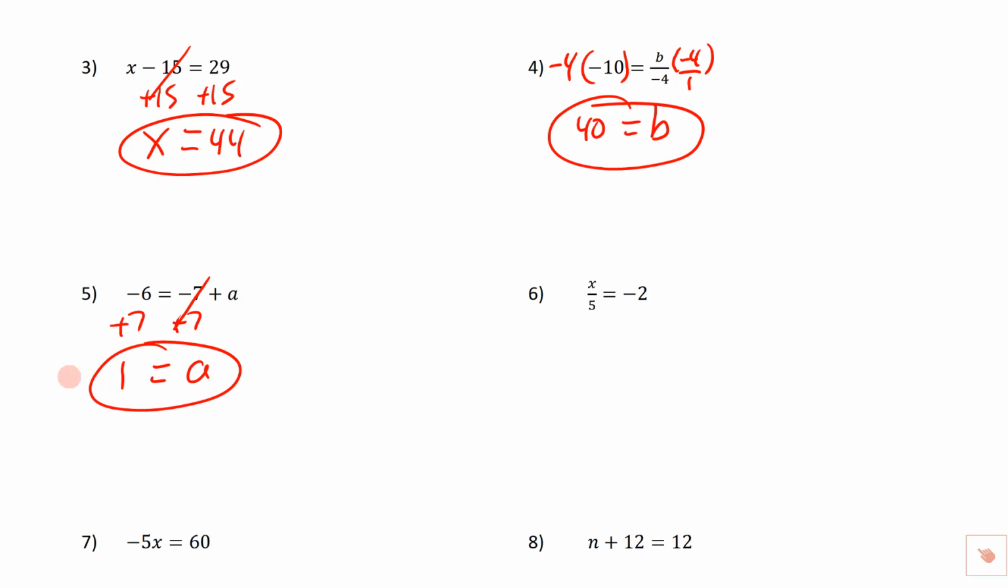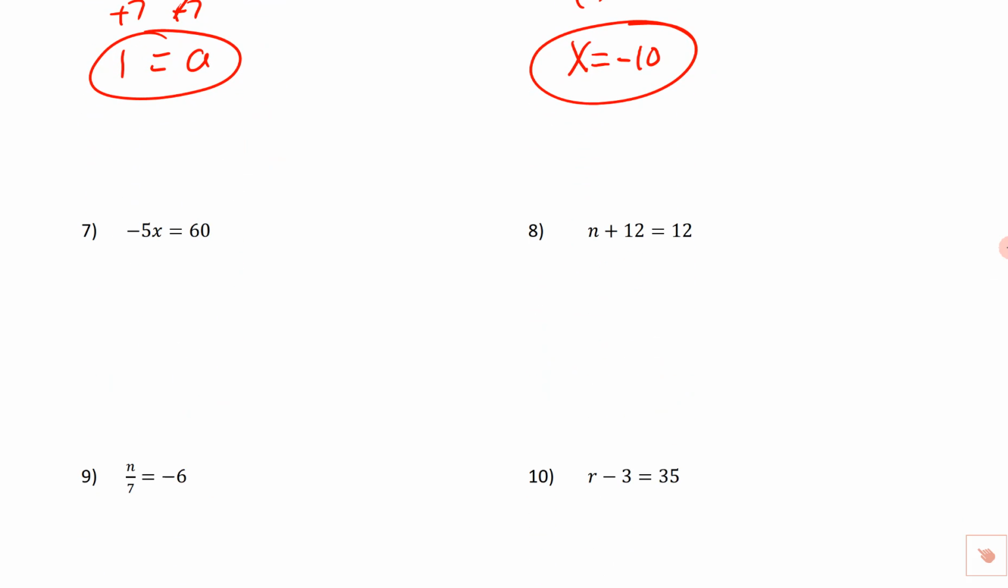We're done there. We've got dividing by 5 here, so we're going to multiply this side by 5 and that side by 5. Notice the correct way to show the work here. Those will cancel off. We'll get an x on this side, and then we've got a negative 2 times a positive 5. That's going to be a negative 10.